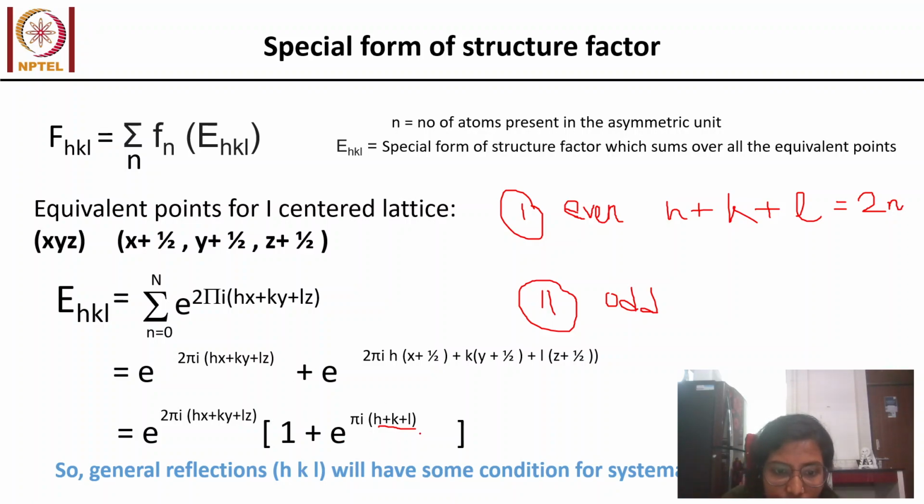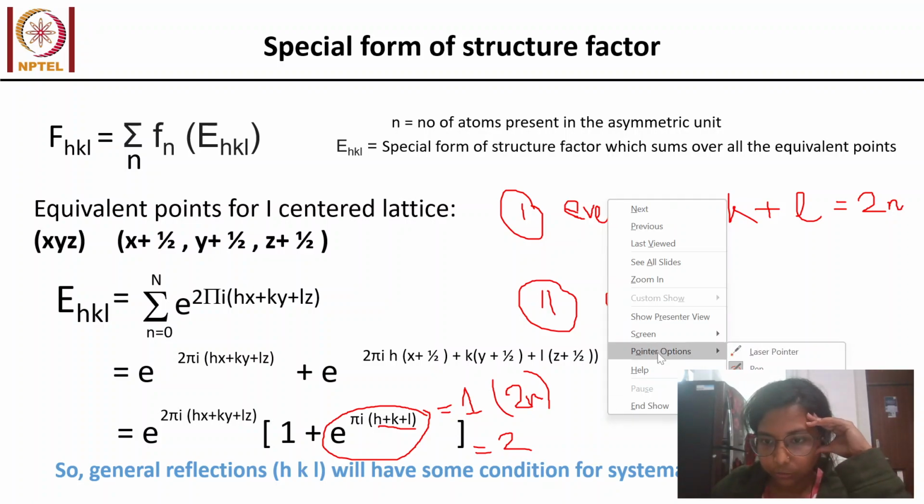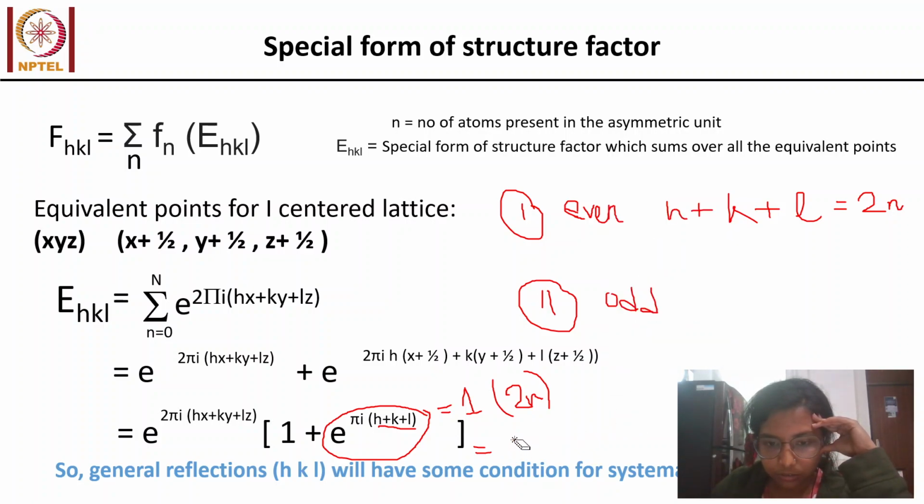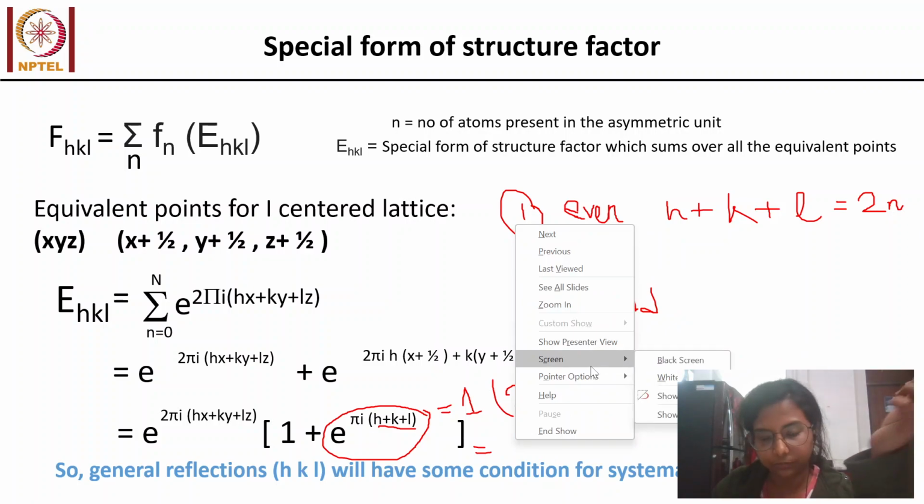So this part will give you 1 for the even, 2n condition, and the opposite will happen for odd. If it is odd, you will get the negative term. You can just do it in your copy line by line, and you can arrive at the conclusion there.